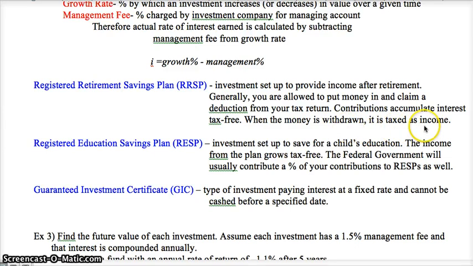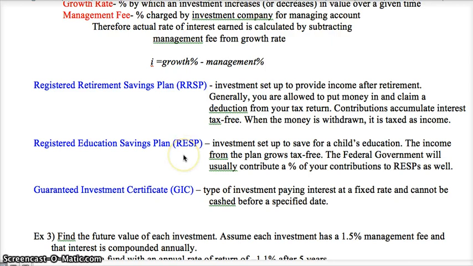So usually you are restricted from withdrawing under certain circumstances, like buying your first home, but then you want to replace that value, and you won't be able to withdraw an RRSP until you retire, usually after the age of 60 or 65, depending on what the age limit is.